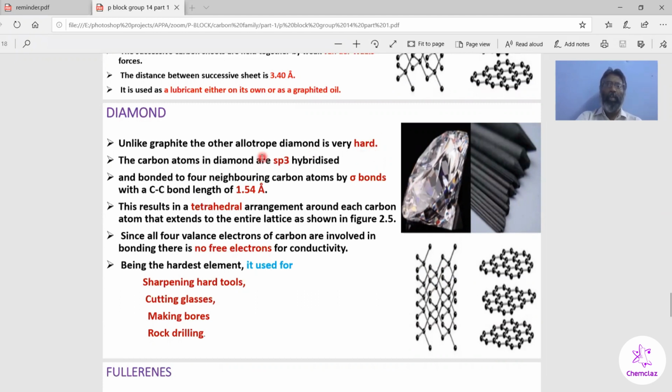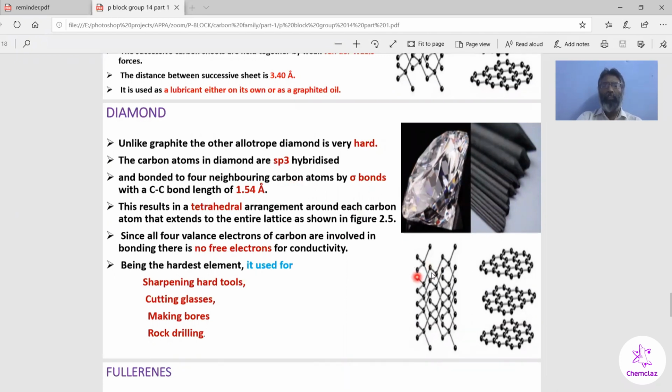So what hybridization is in diamond? sp3 hybridization in diamond. One carbon is surrounded by four carbons. Here in graphite, one carbon is surrounded by three carbons, a sheet-like, hexagonal structure. But here, each carbon is surrounded by four carbons. The reason is sp3 hybridization.